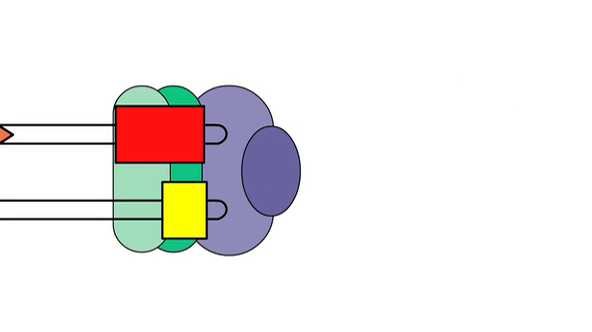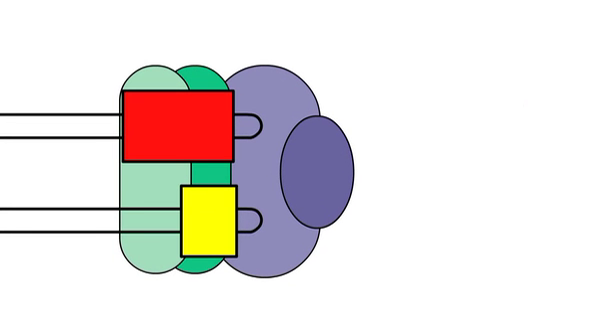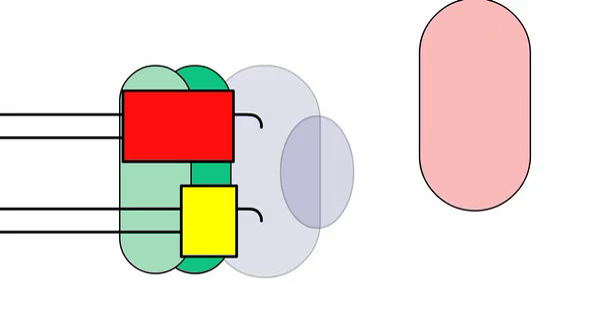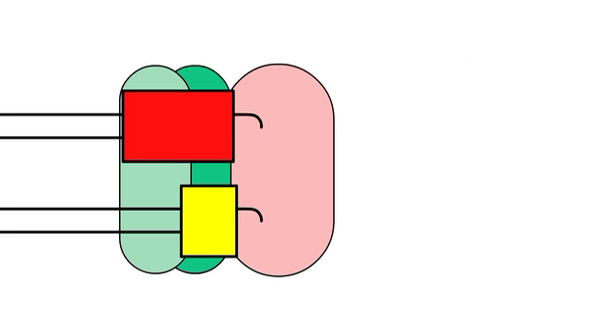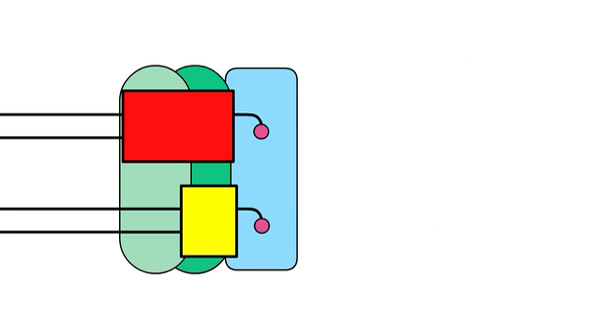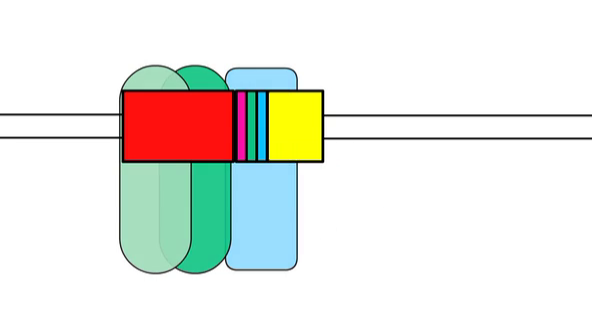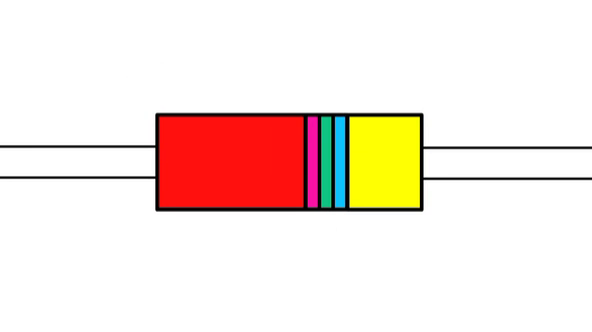The DNA hairpins at the ends of the gene segments are then cleaved. An additional enzyme, terminal deoxynucleotidal transferase, or TDT, is recruited and adds additional nucleotides to the ends of the DNA strands. The other enzymes in the complex ligate together the 2 ends of the gene segments, completing the recombination process.